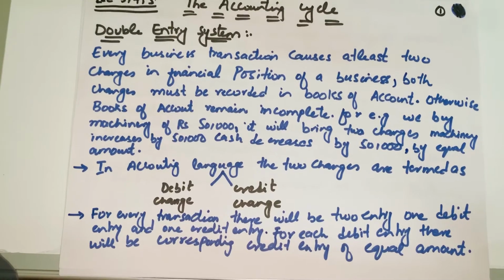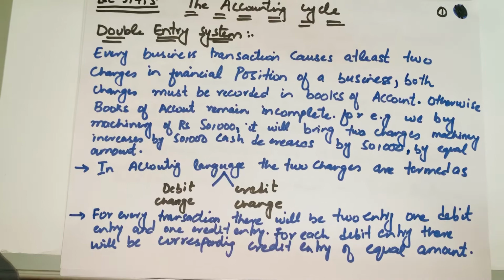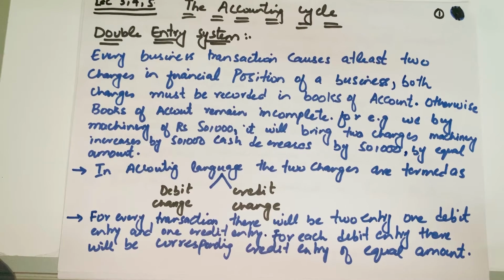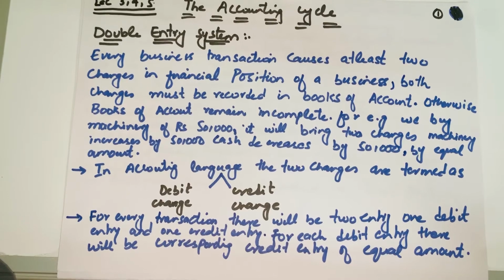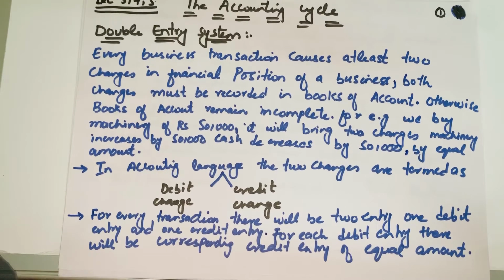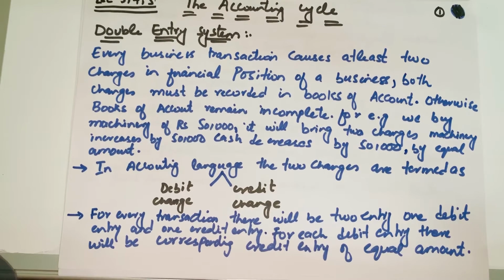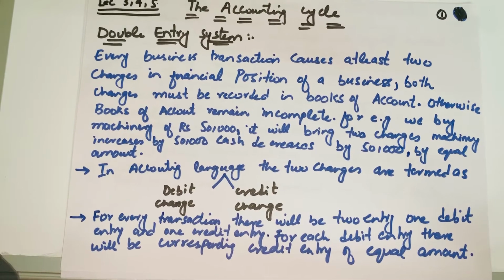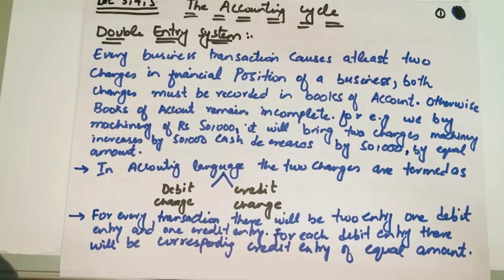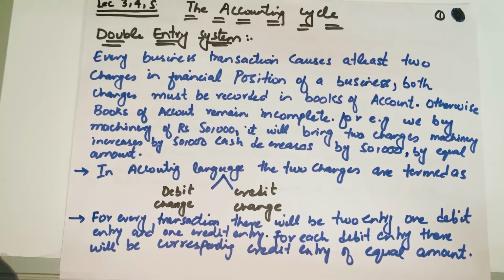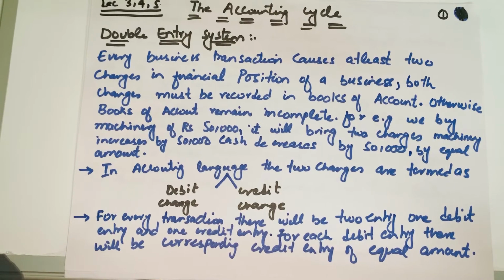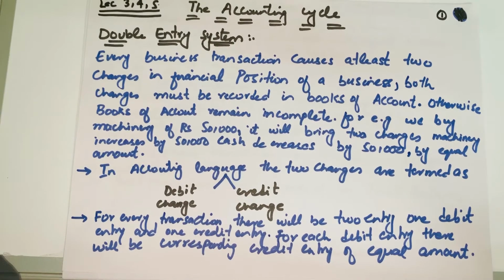In accounting, every business transaction causes at least two changes in the financial position of the business, and both these changes must be recorded in the books of accounts. Otherwise, the books of accounts remain incomplete. For example, if we buy machinery of rupees 50,000, this transaction will bring two changes in the books of account. The machinery will be added to our asset side, and our cash amount will be reduced by the equal amount, that is 50,000.